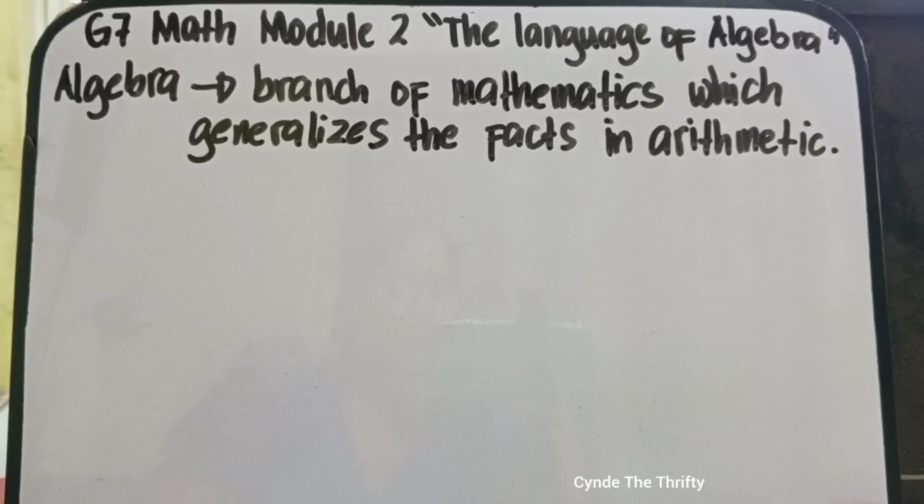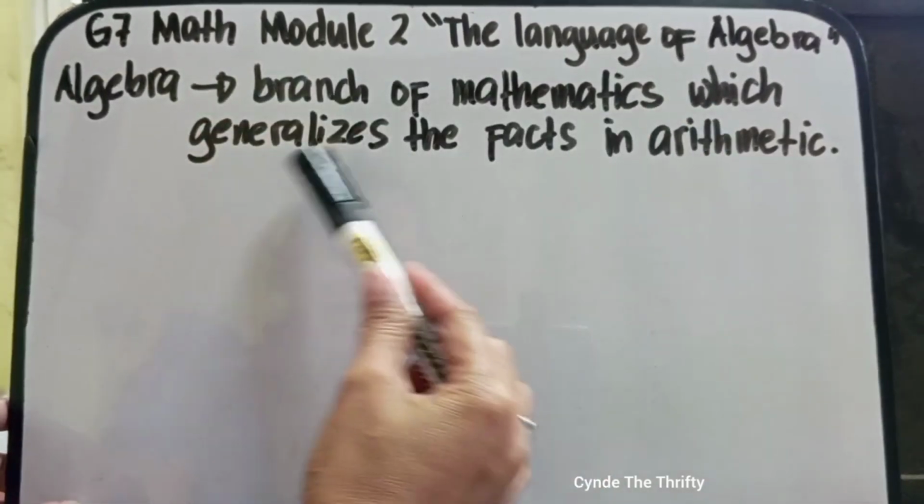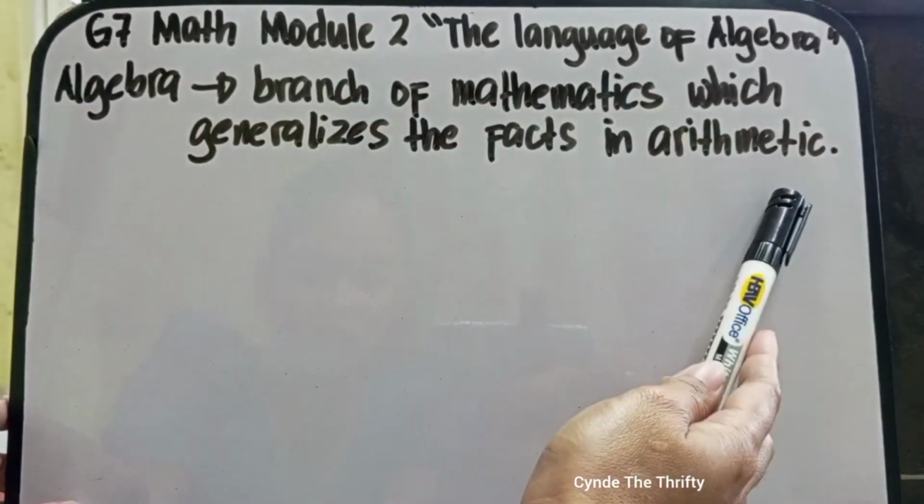Hi everyone, let us discuss Grade 7 Mathematics, Quarter 2, Module 2, the language of algebra. First, i-define muna natin kung ano yung algebra. So, algebra is a branch of mathematics which generalizes the facts in arithmetic.